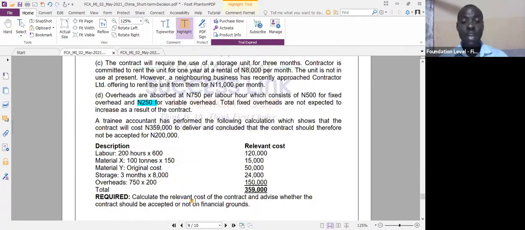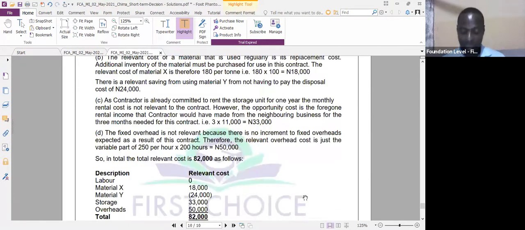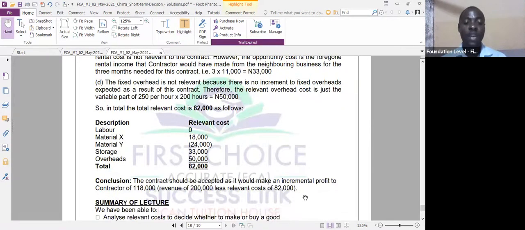Now look at what the trainee accountant did. A trainee accountant has performed the following calculation, which shows that the contract will cost 359,000 to deliver. And so he said they should not accept the 200,000 naira. He drew up a description of relevant costs. Based on what we have looked at in relevant costs, some of these items are not in order. So let's look at how you, the chartered accountant, so to speak, will arrange it.